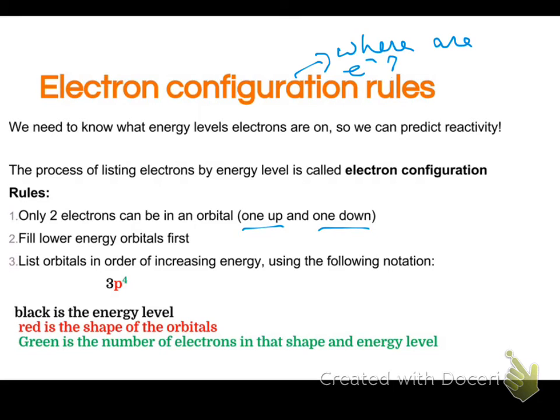We also want to follow the rule that we fill the lowest energy first, and we want to list the orbitals in order of increasing energy. The notation we use is like this. The black here represents the energy level, which is the same thing as the period. Mostly. I'm going to show you in just a second that changes a little bit when we get to the D and the F block.